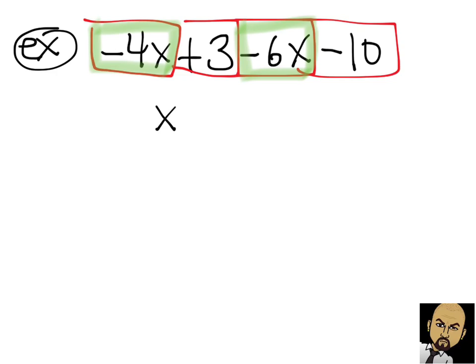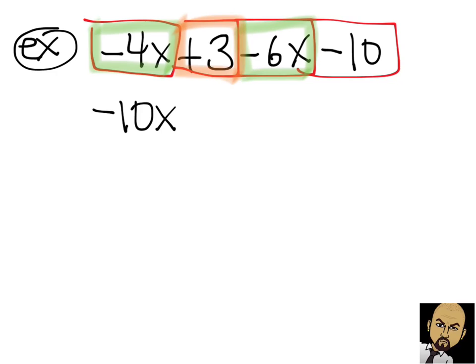negative 4, negative 6. And those of you in my class, we use War and Peace. Are they at war? They're at peace. So our answer is going to be negative. And remember, when they're at peace, we keep the sign and we add the numbers, so you end up with negative 10x. So we combined, or collected, all our x terms together.